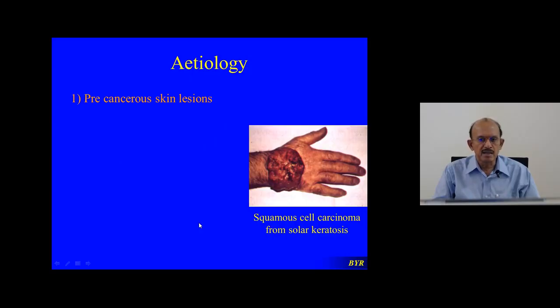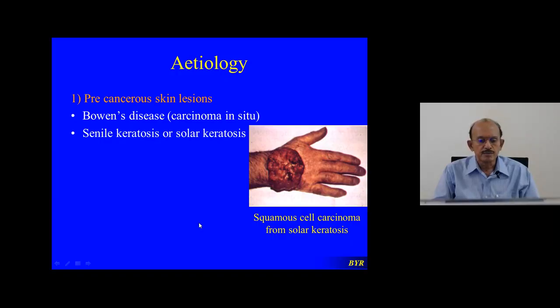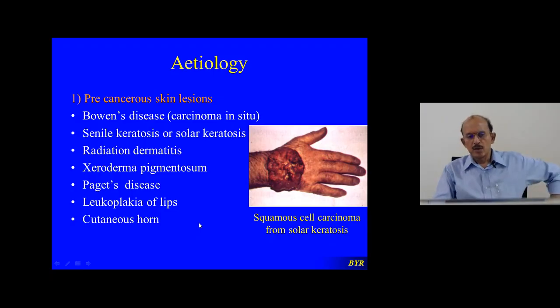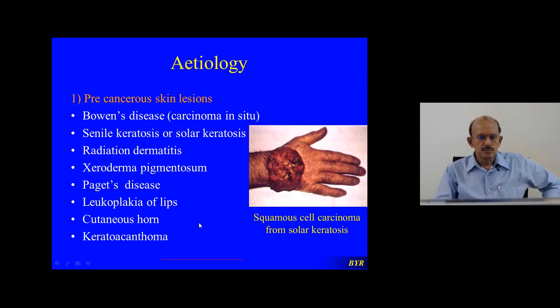The precancerous skin lesions: Bowen's disease, that's called carcinoma in situ. Senile keratosis or solar keratosis, which occurs due to continued exposure to the sun. Radiation dermatitis, xeroderma pigmentosum, Paget's disease of the skin, leukoplakia of the lips, cutaneous horn, keratoacanthoma. So these are all the precancerous lesions.